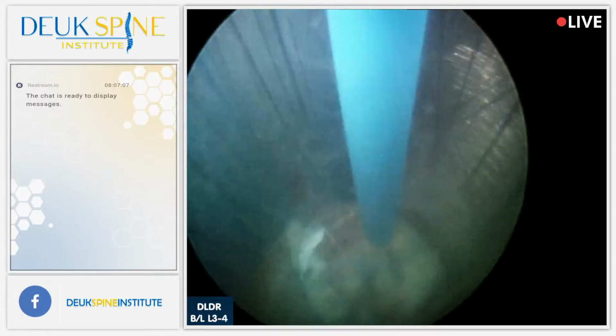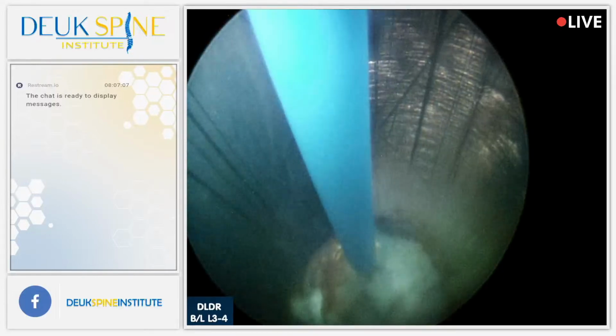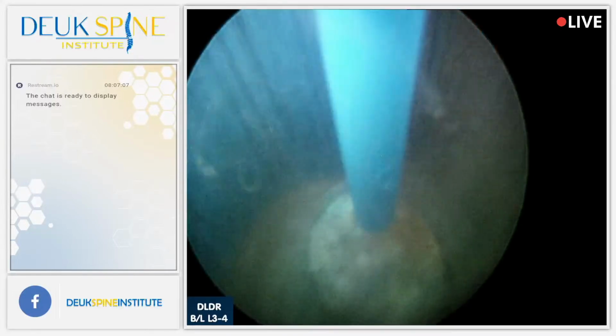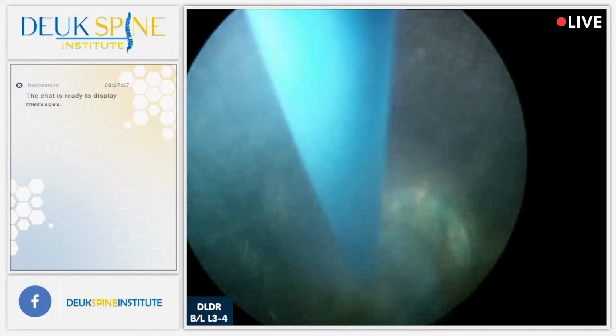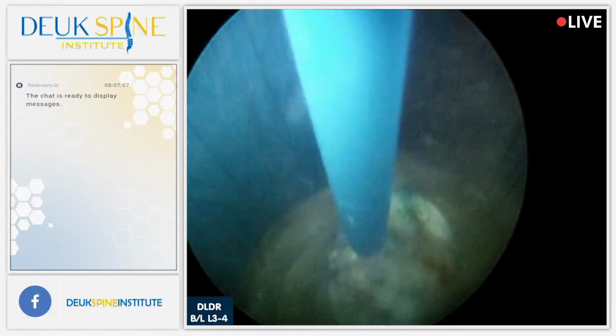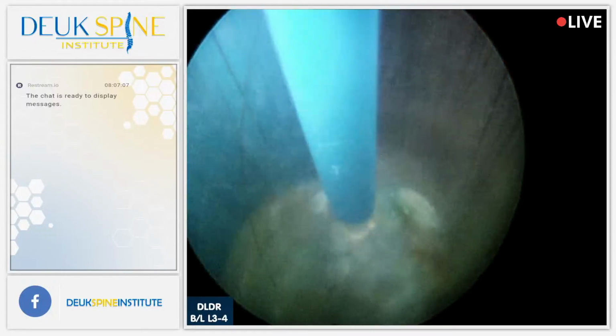Why can't other doctors do it? Well, they don't have the training, they don't have the equipment, and they don't have the technology to do it. Unfortunately, even the most advanced spine centers like the Cleveland Clinic and the Mayo Clinic are literally 30 years behind this technology.